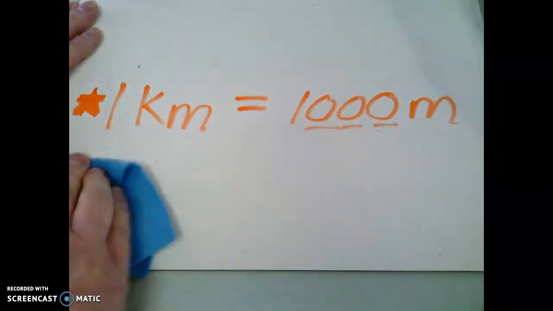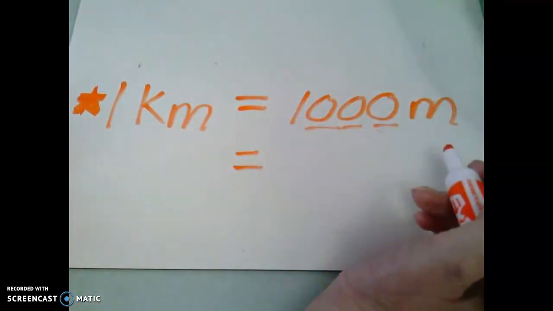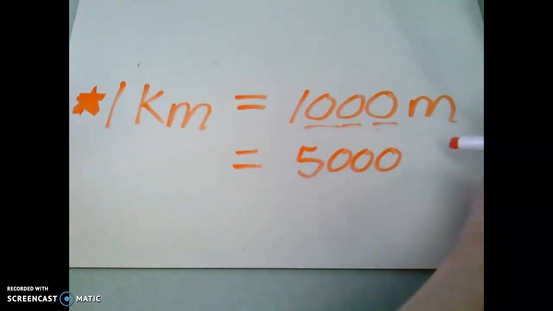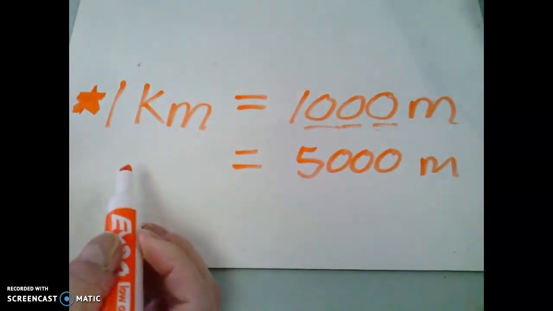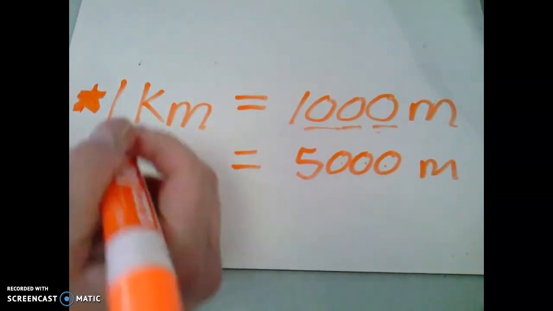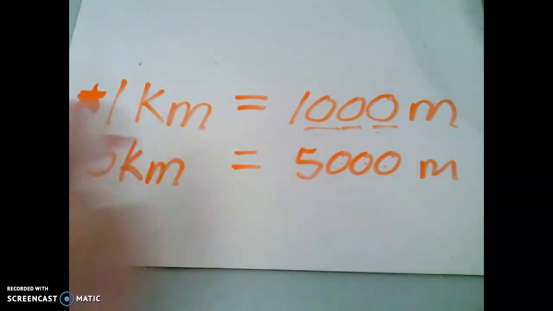Well, we can do the backwards part too. What if we have 5,000 meters? How many kilometers do I have? Well, then it's just kind of like taking away 3 zeros. So I would have 5 kilometers.